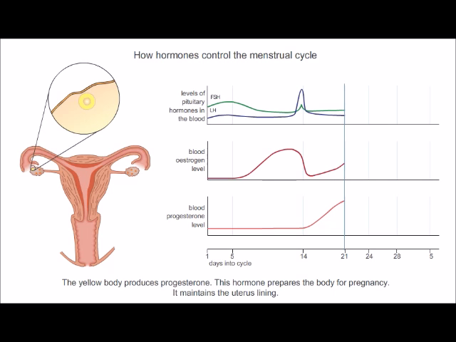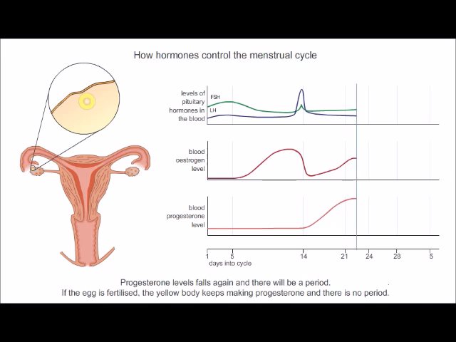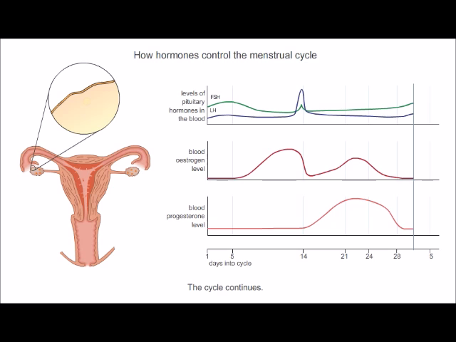So it maintains and further thickens the uterus lining, but if there is no conception, if the egg hasn't been fertilized, the yellow body disappears, and therefore progesterone levels will fall again. Just to complete the cycle, we have the return to day 5 after menstruation with progesterone levels at a low level.